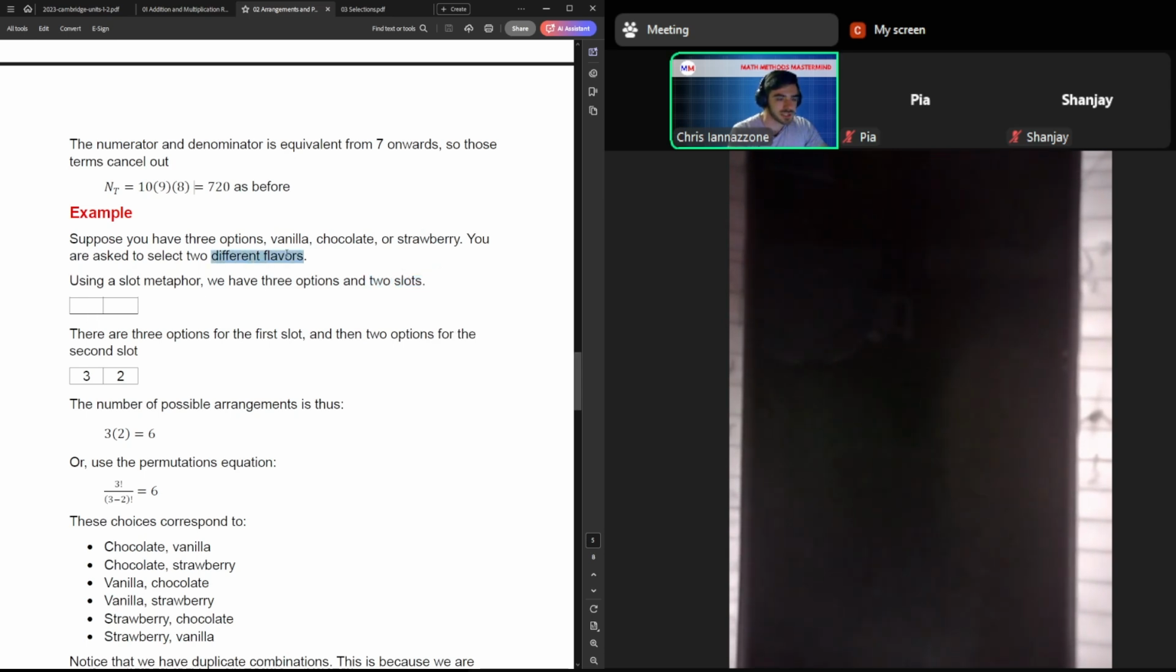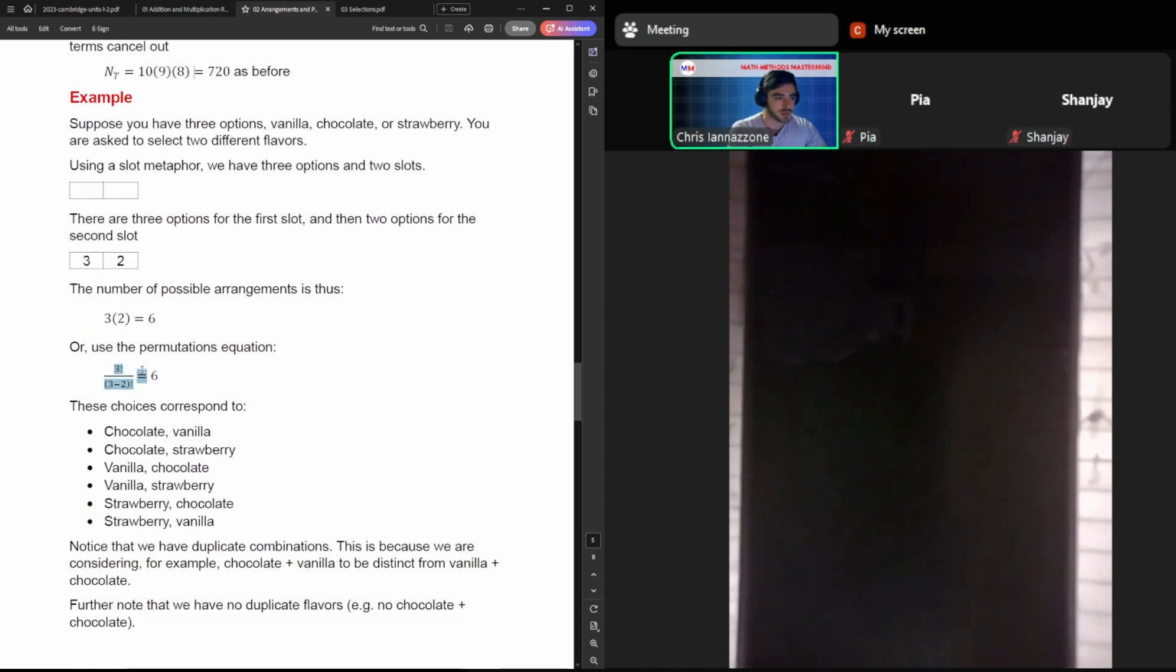Reminder, we're supposed to select 2 different flavors. That's why we're not allowed to repeat. That's why it's not 3 by 3, for example. So we have 3 possible options for our first scoop. We have 2 options for our second scoop because we've already chosen one of them. So your total number of arrangements is going to be 6. That, or just go straight for the permutations equation, whatever seems nicest to you.